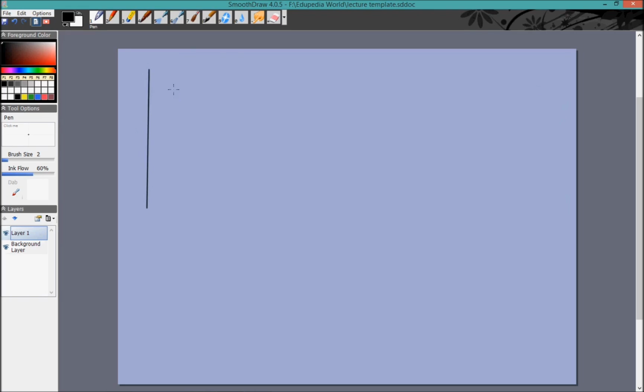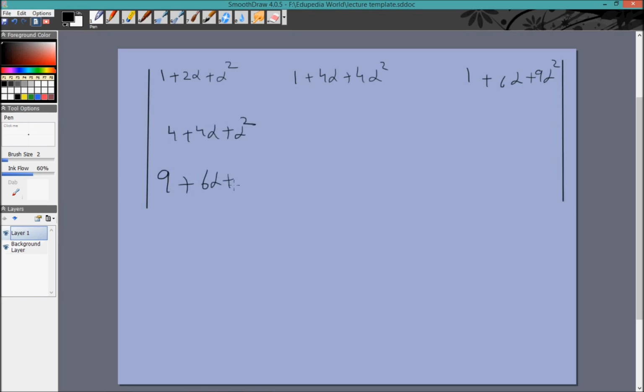The first term is 1 plus 2 alpha plus alpha squared. Second term is 1 plus 4 alpha plus 4 alpha squared. The third term is 1 plus 6 alpha plus 9 alpha squared. And it will take the whole square. This term is 4 plus 4 alpha plus alpha squared. This term is 9 plus 6 alpha plus alpha squared. And I'm not going to write these two terms.